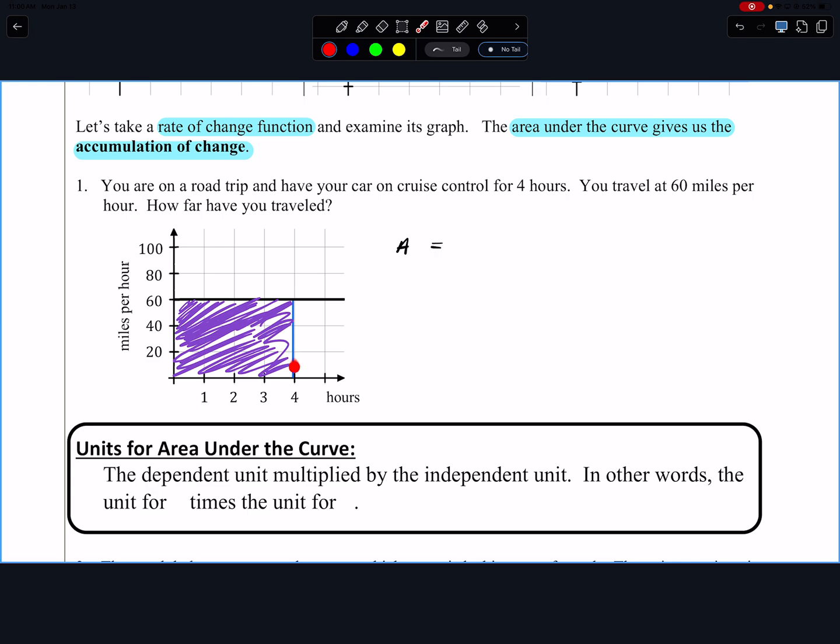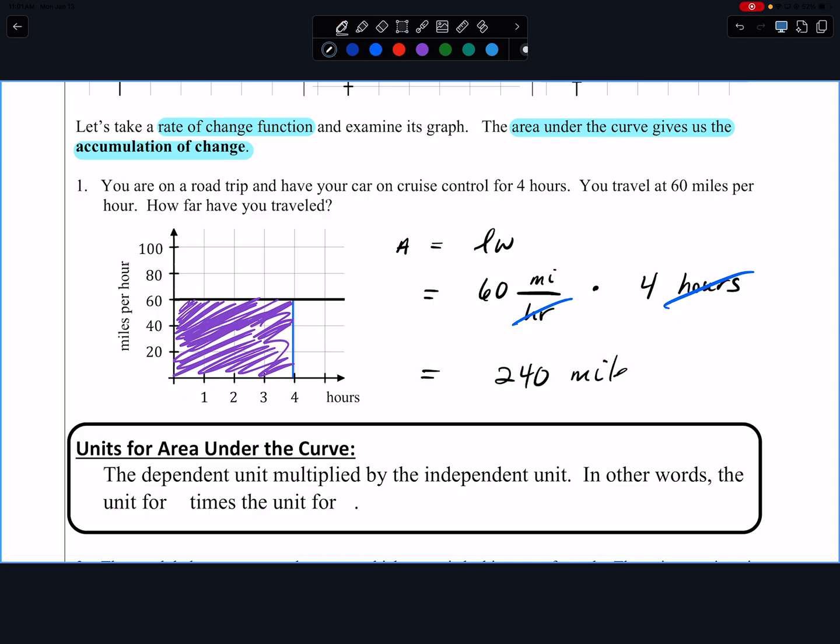So the length is 60 miles per hour times our width. What is our width? What's our units? Hours. Okay, hopefully this doesn't bring back trauma, some chemistry. What happens to our units? They cancel, so the hours cancel. So 60 miles times 4 gives me 240 miles.